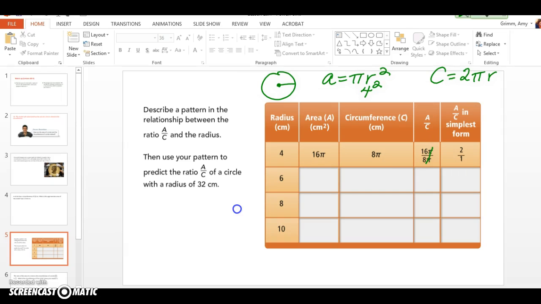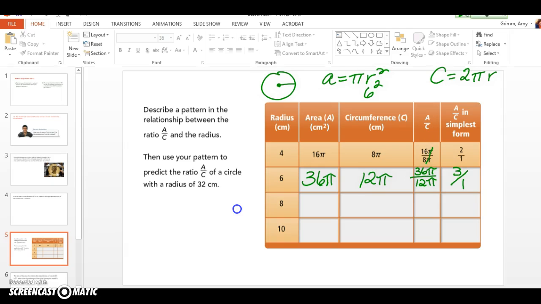Okay, all right. So if our radius is 6, what are we going to get here for area? 36 pi, right? Okay. What are we going to get for circumference? 12 pi. So now we have 36 pi over 12 pi. What is that going to reduce to? 3 over 1.